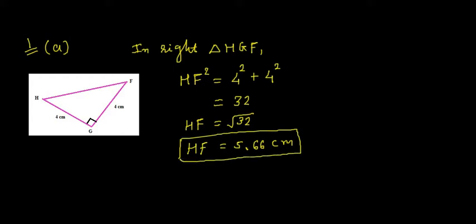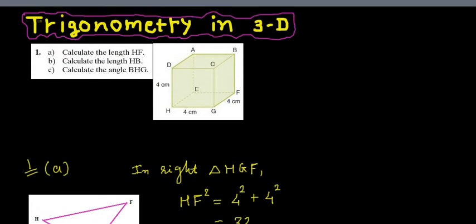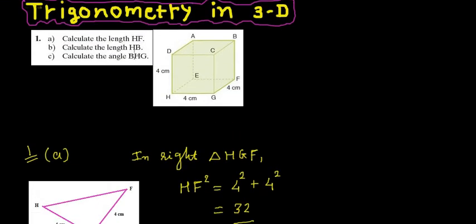Moving to the second part in the question, second part is to calculate the length HB. Now see where is H and where is B. H is lying in the bottom, B is lying on the top corner. So when you join them, they will also form a triangle, and where they will form the triangle is very easy to see in three-dimensional shape rather than this diagram. So we move to the three-dimensional shape to understand how it's going to form a triangle there.